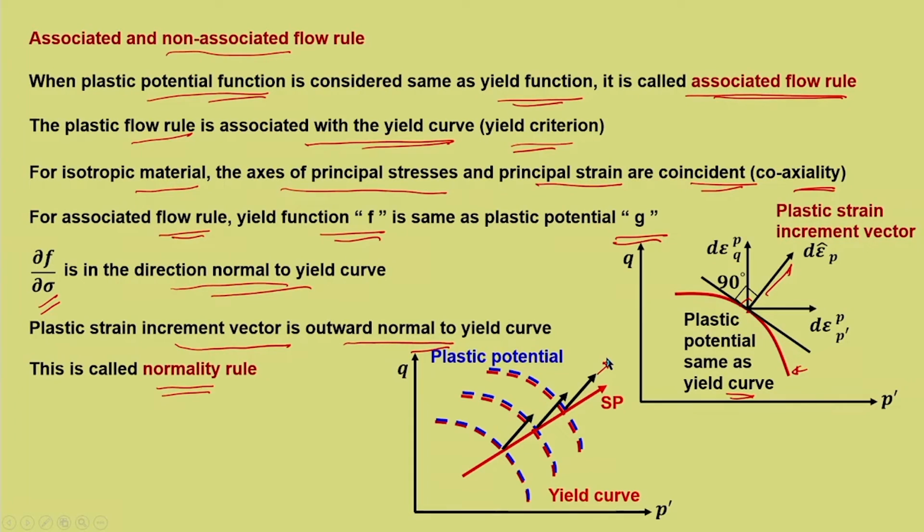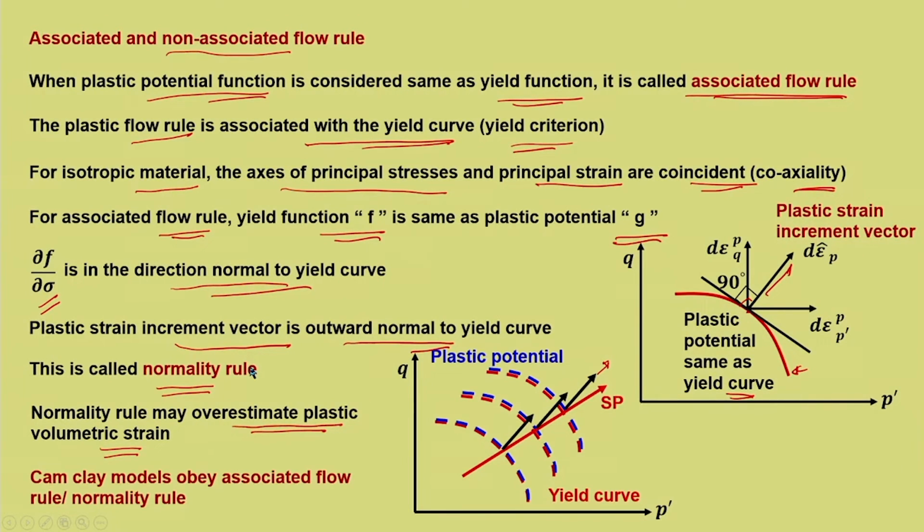Now, when you define this mathematically, that leads to the determination of plastic strain. The normality rule may sometimes overestimate the plastic volumetric strain and may not be realistic, but this makes our life simple. That means the mathematical complexity is reduced by such an assumption, but always keep in mind there is a possibility that it may overestimate plastic volumetric strain.